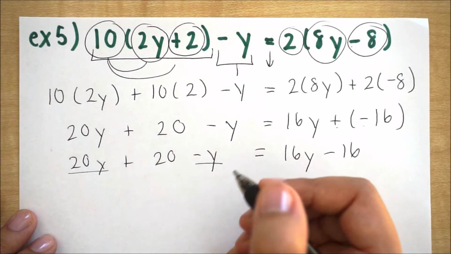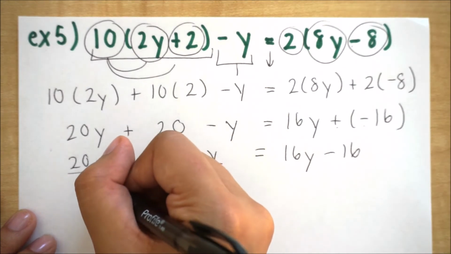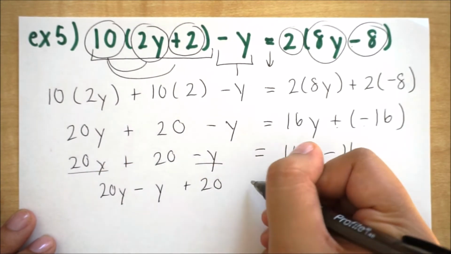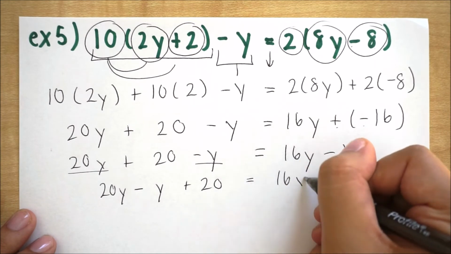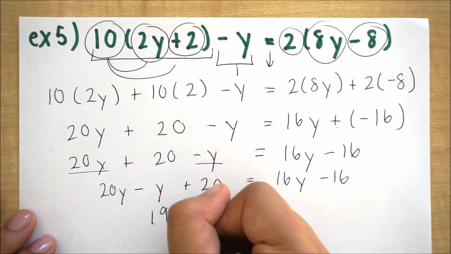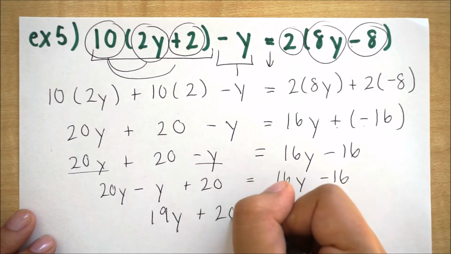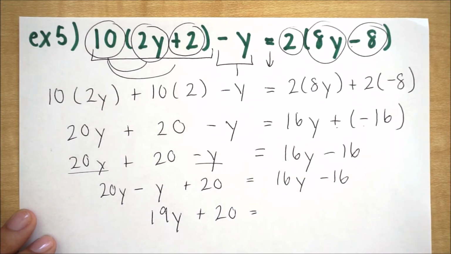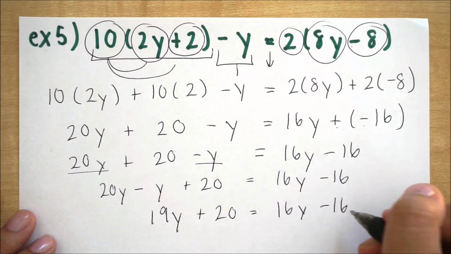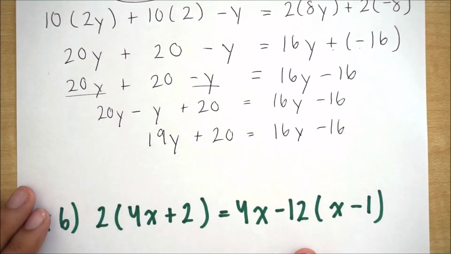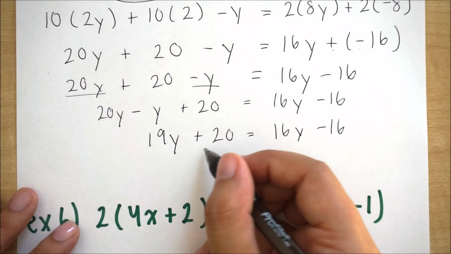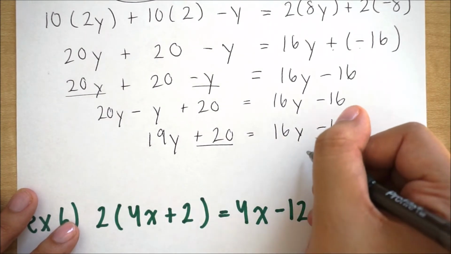We're going to go ahead and combine the like terms on the left side. So we have 20y minus y, which is just equal to 19y. And we'll go ahead and copy over the right side. Now we have 20y minus y is equal to 19y plus 20, and then 16y minus 16. And we come back to that same type of question. So we know how to tackle this. We have to combine the like terms. So the like terms are positive 20 and negative 16.